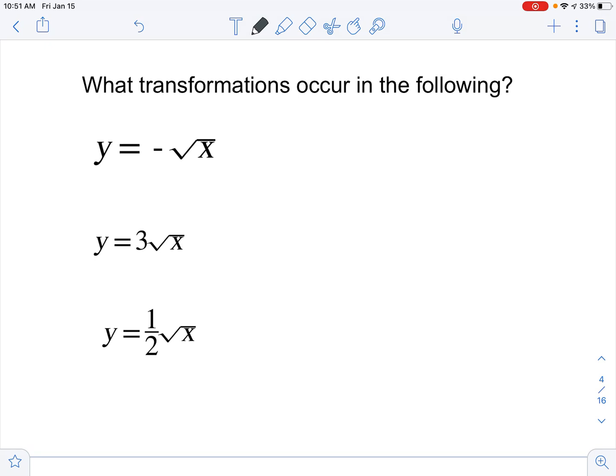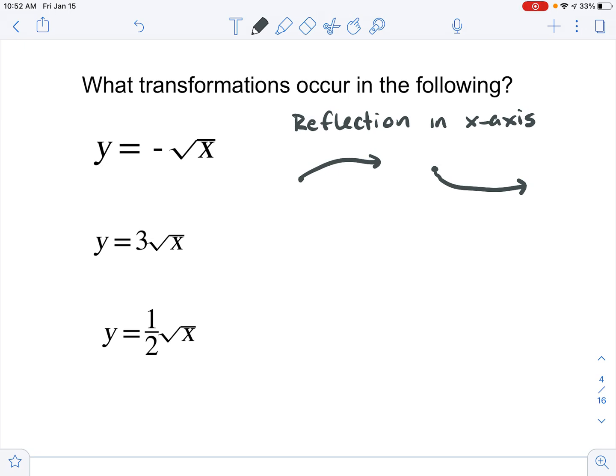So when I multiply the parent function by a negative, it's like we're multiplying by negative 1. Anytime that happens on the outside of the radical, we're going to say that is a reflection in the x-axis. Okay, so the graph that looks like this is actually going to flip upside down, still with the same starting point, but the bump is going to go in the opposite direction.